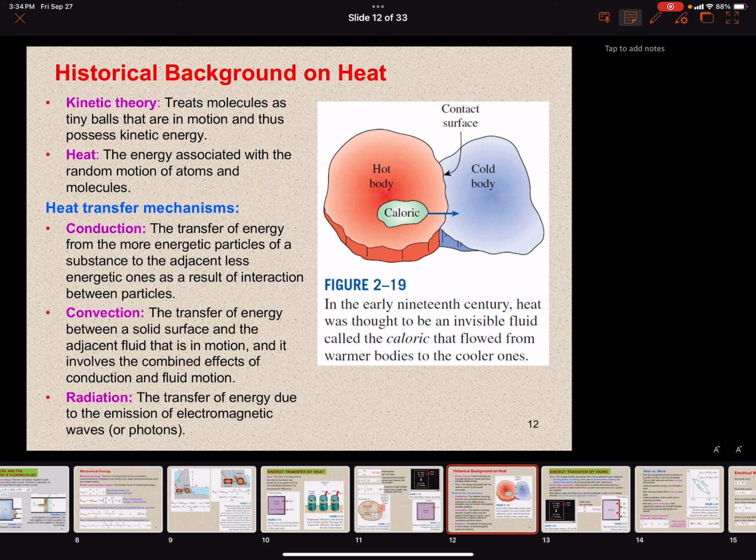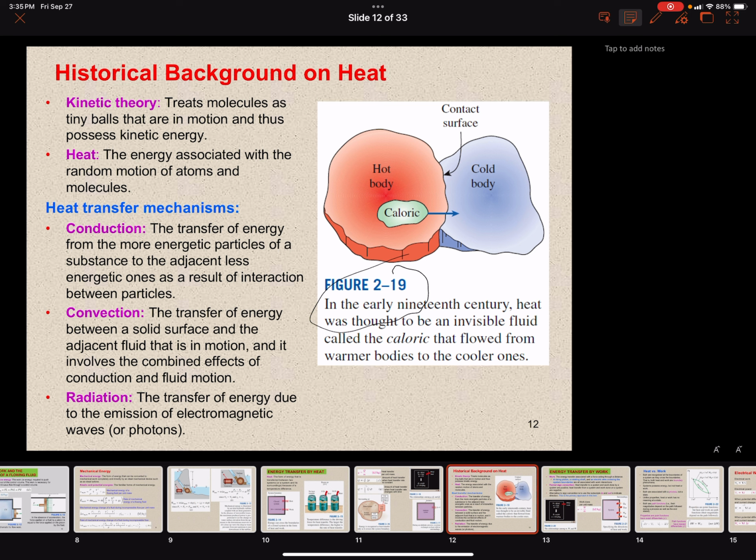This slide provides a historical perspective on how heat was understood in the early 19th century. It was believed that heat was an invisible fluid called caloric, which flowed from a warmer body to a cooler one. But this theory was later replaced by the kinetic theory, which showed that heat is actual energy associated with the random motion of atoms and molecules.